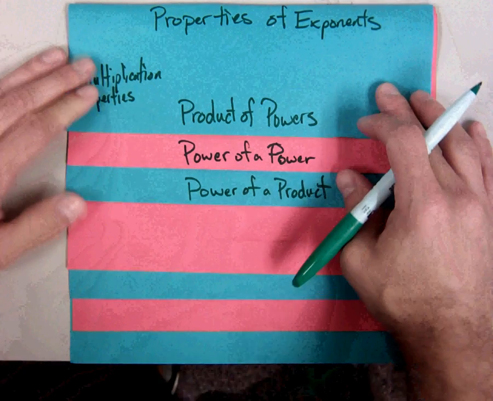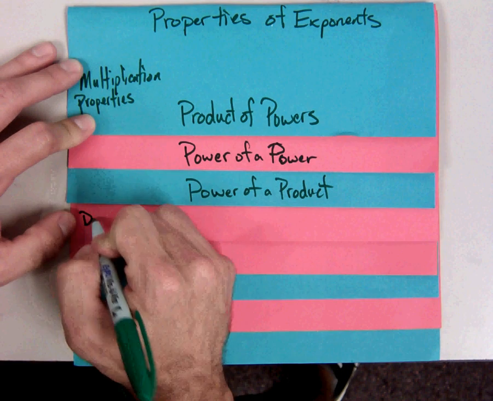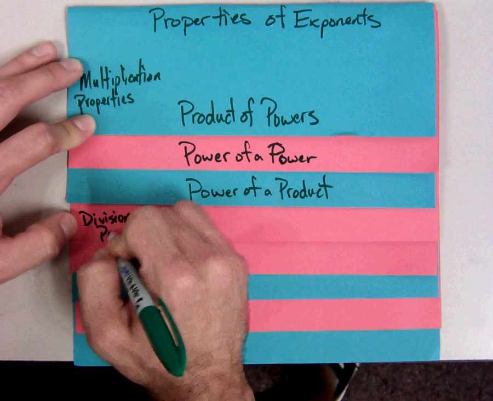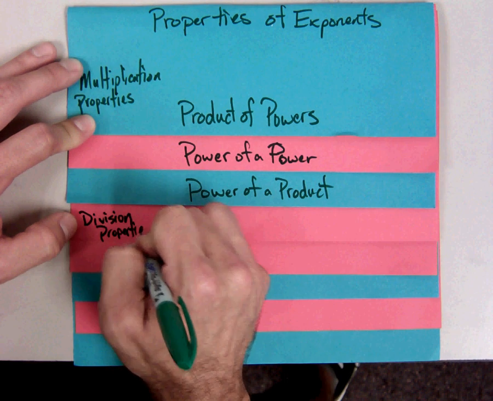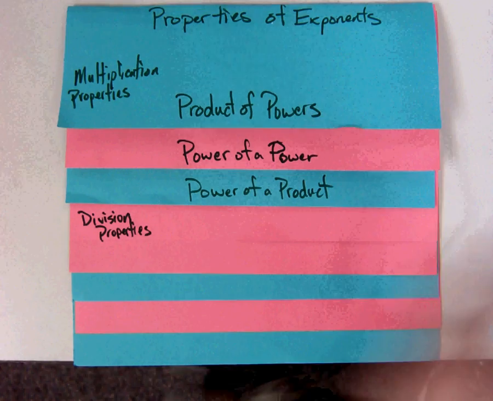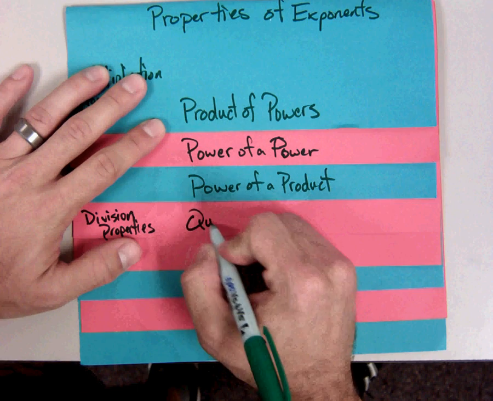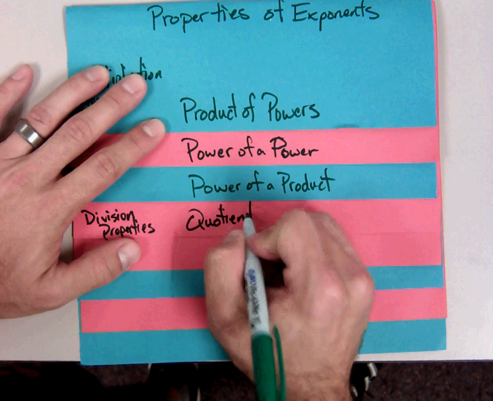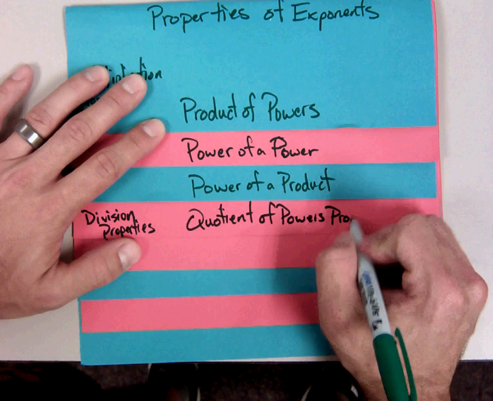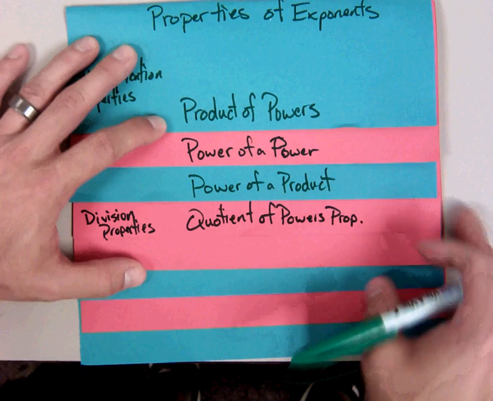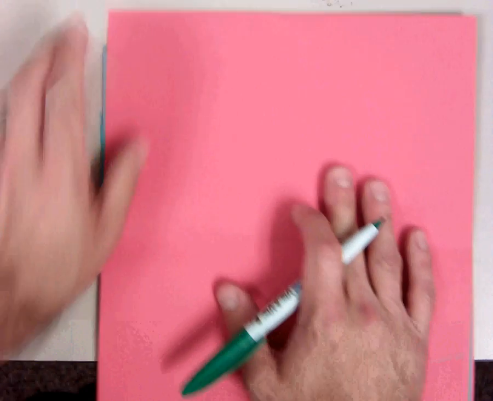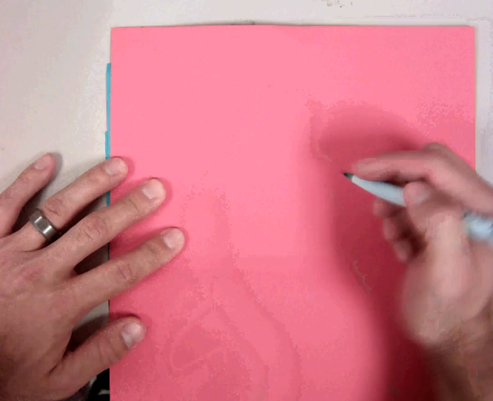All right, picking up where we left off yesterday, we're going to now talk about the division properties. All right, so the first division property that we're going to talk about will be the quotient of powers property. Now remember, quotient just means division. So what is that going to mean for us in words?